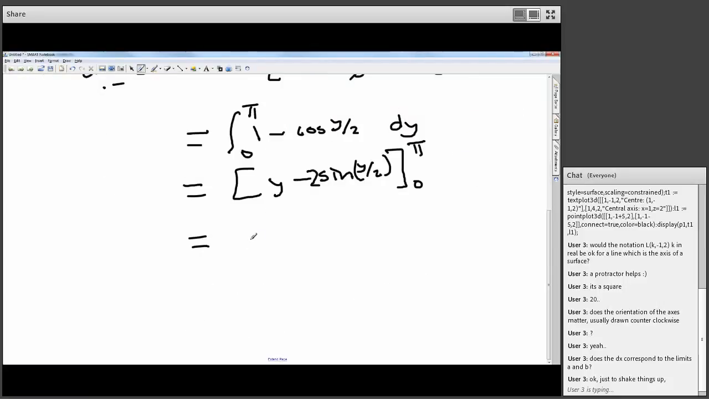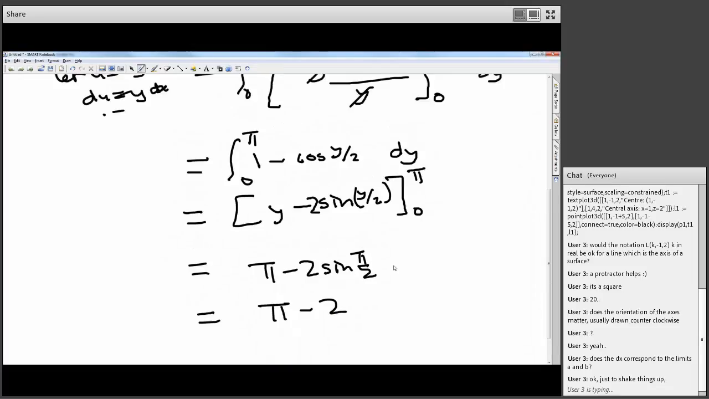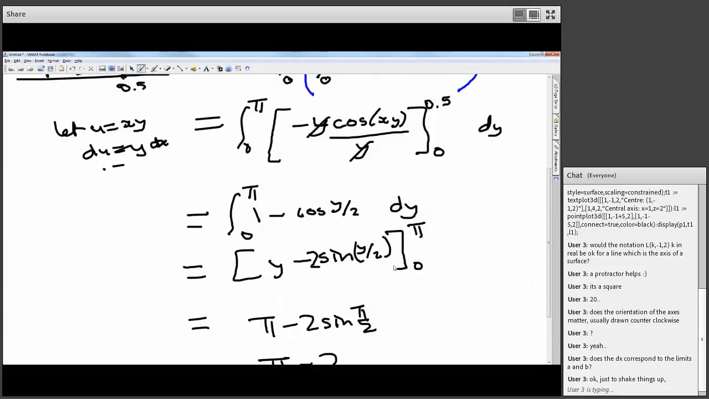Subbing in pi, getting pi minus 2 sine pi on 2. Sub in 0, you get nothing in this case. Sine pi on 2 is 1. So the final answer is pi minus 2 in this instance. If I haven't made a mistake, that is. So reverse chain rule was useful in my mind because it meant I didn't have to write all the other substitution bits on the side. But if you need to do that, you can.